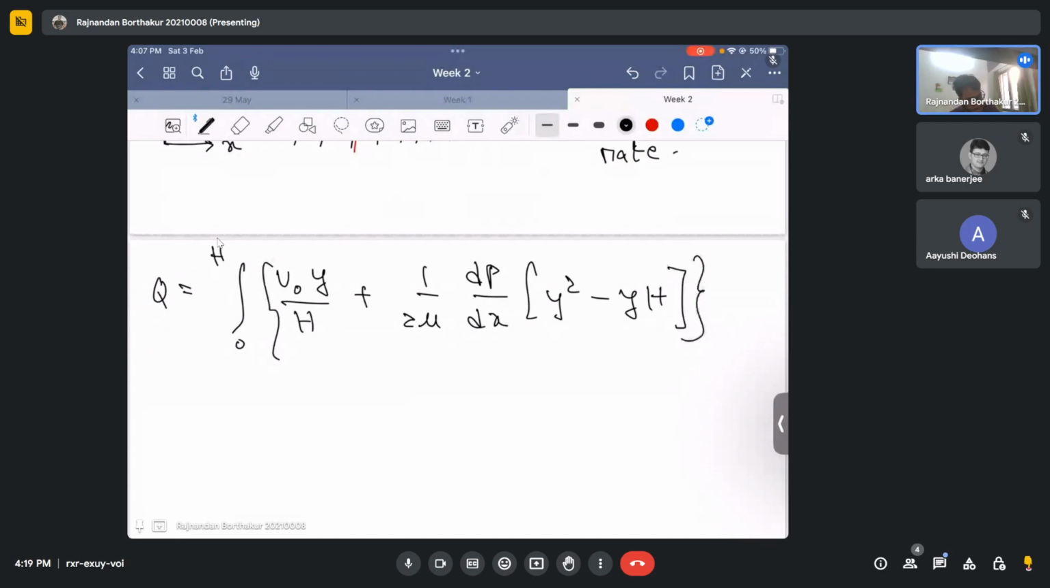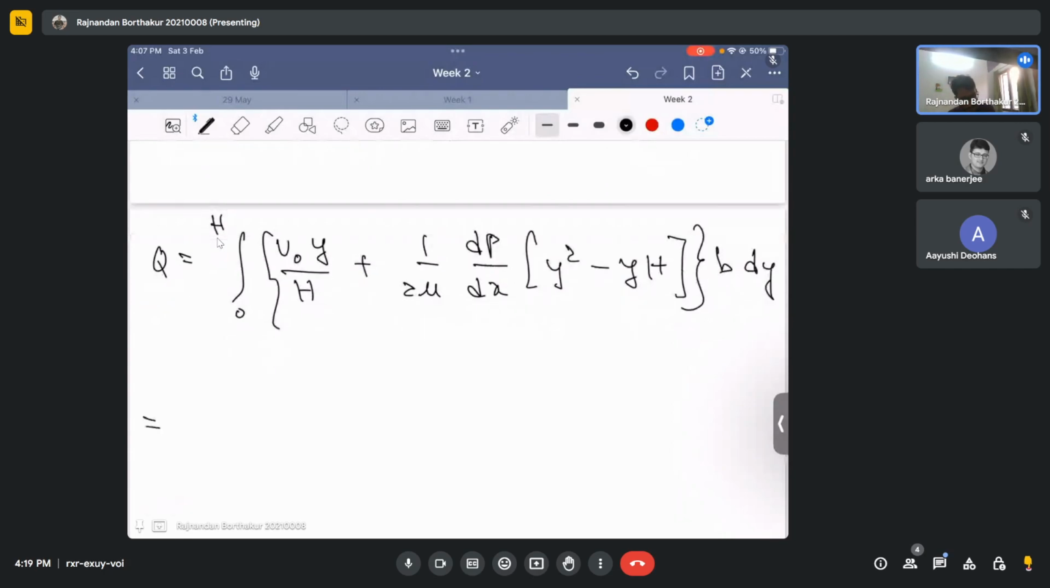We need to multiply with b dy, where b is basically the width. So let's do this integration. I think you guys are masters of integration now. So let's do this. The first term would be u naught y squared by 2h. This will vary from 0 to h, of course.